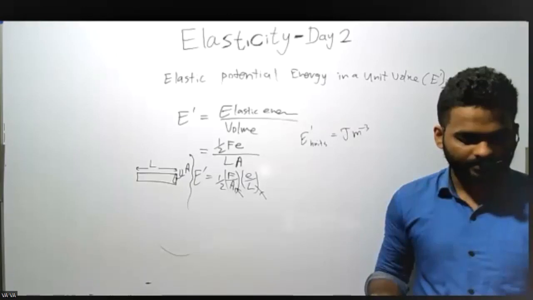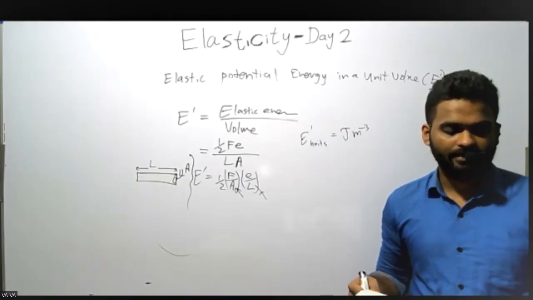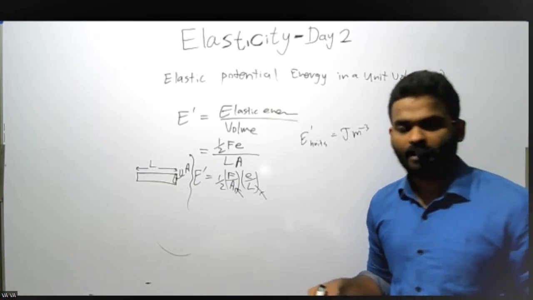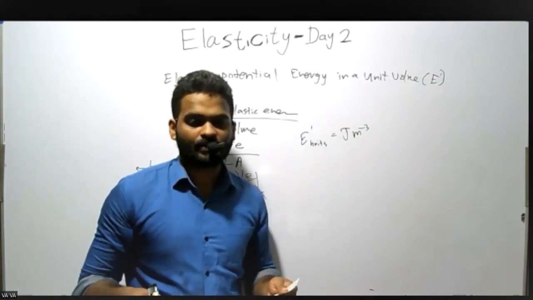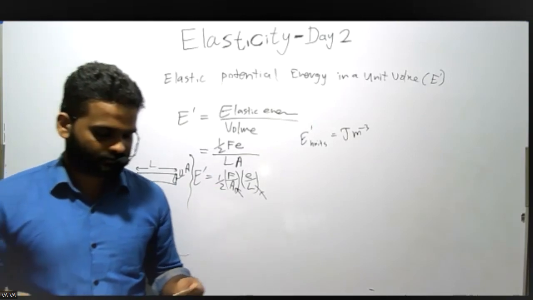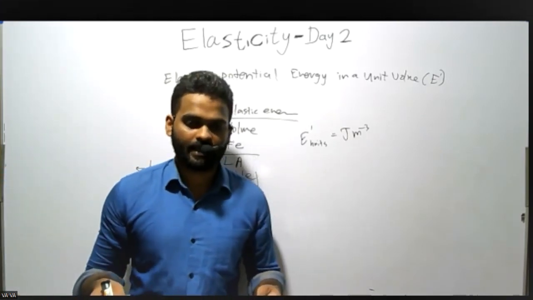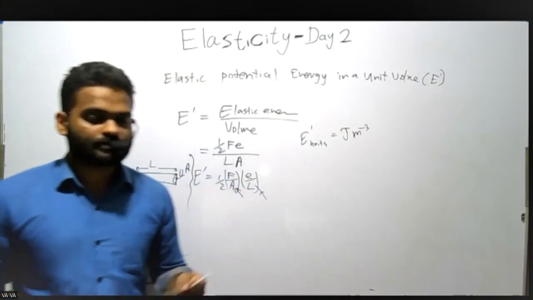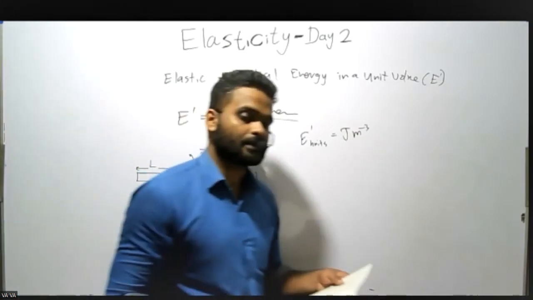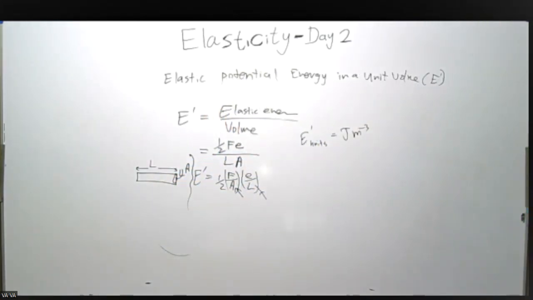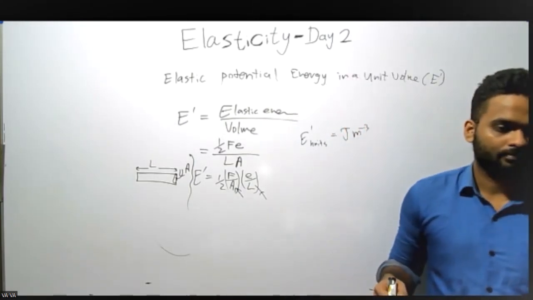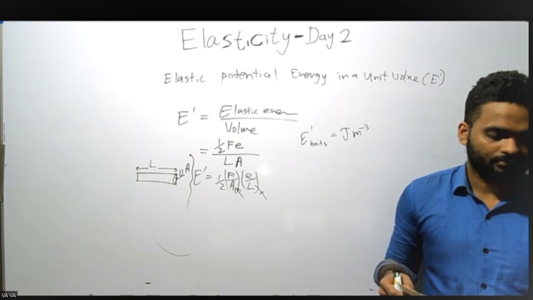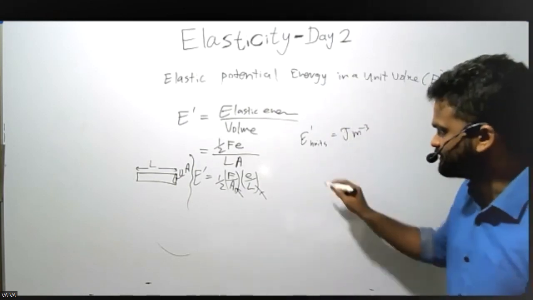Under that, write a sentence: area between graph and strain axis gives the elastic potential energy in a unit volume. Okay, so this is what it means, right?